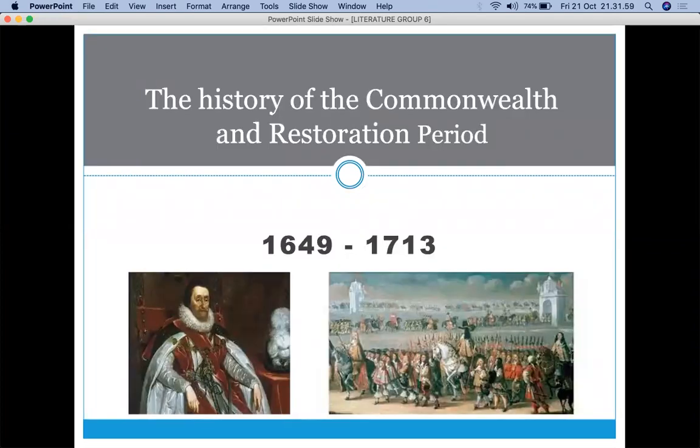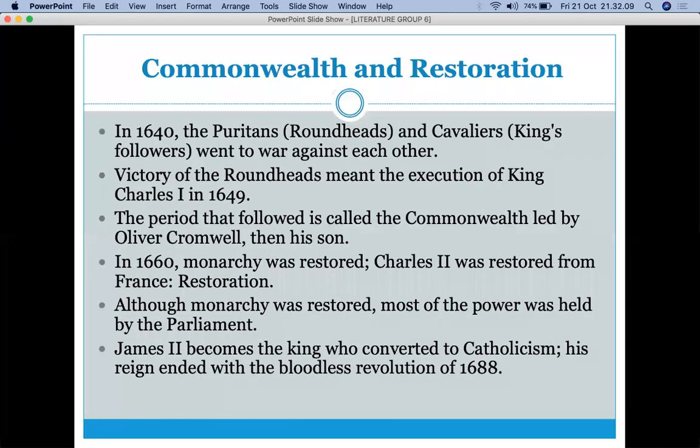Okay, I would like to explain about the history of the Commonwealth and Restoration period, 1649 to 1713. In 1640, the Puritans, Roundheads, and Cavaliers, the King's followers, went to war against each other. Victory of the Roundheads meant the execution of King Charles I in 1649. The period that followed is called the Commonwealth, led by Oliver Cromwell, then his son. In 1660, monarchy was restored. Charles II was restored from French Restoration.